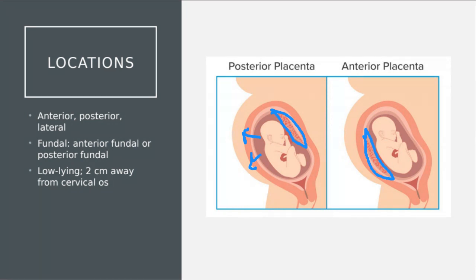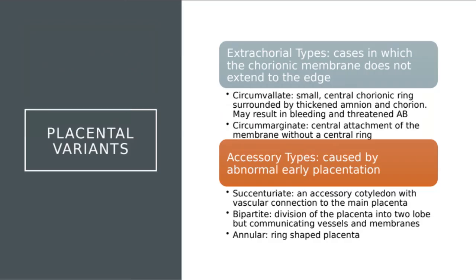So low-lying in reference to the cervix. We want to make sure that the placenta is at least 2 centimeters away from that cervical opening. And we'll come back to that in a little bit. So we can have some variations or some variants of the placenta.